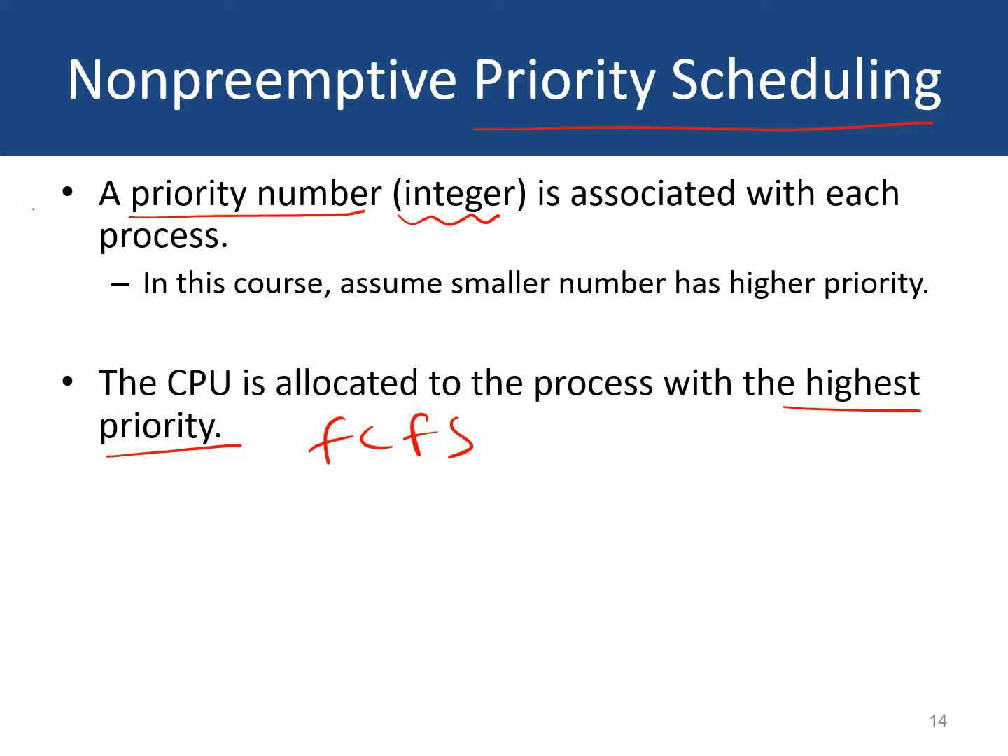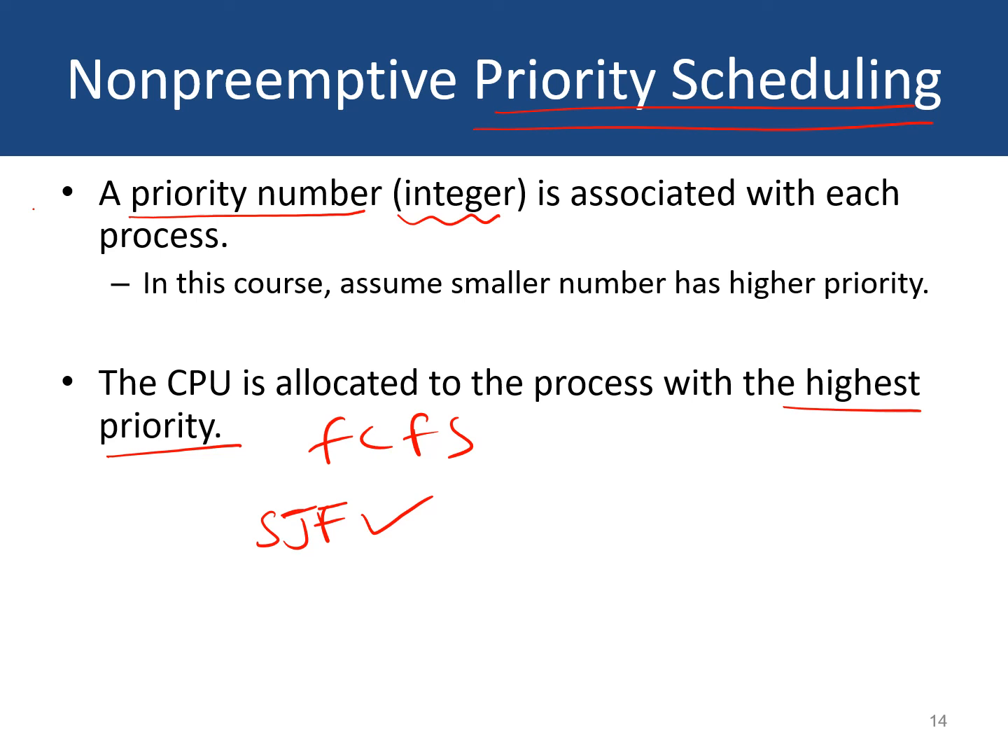Note that the shortest job first algorithm that we talked about earlier is a special case of this priority scheduling algorithm. In the SJF algorithm, essentially the priority of every process is determined based on the CPU burst length of the process. So the processes that have a shorter CPU burst get a higher priority.